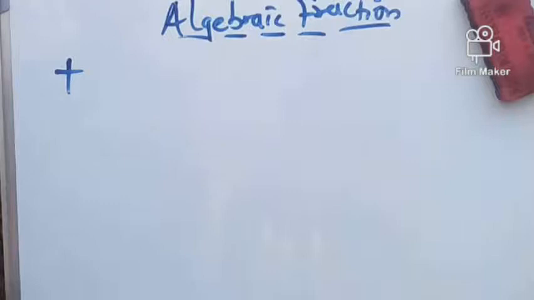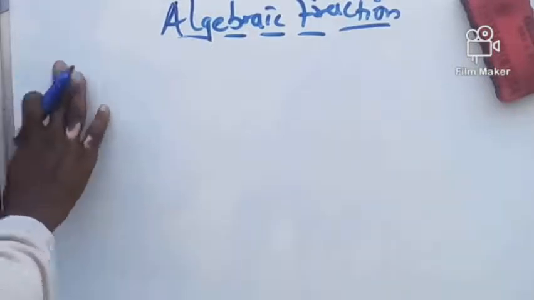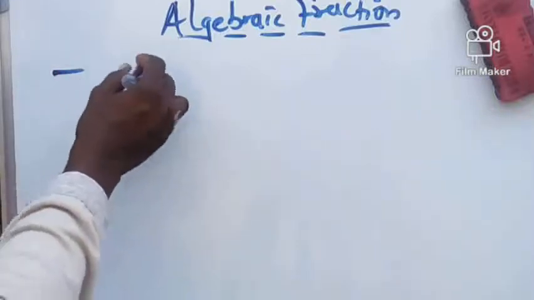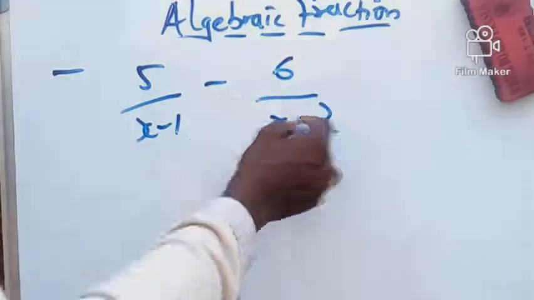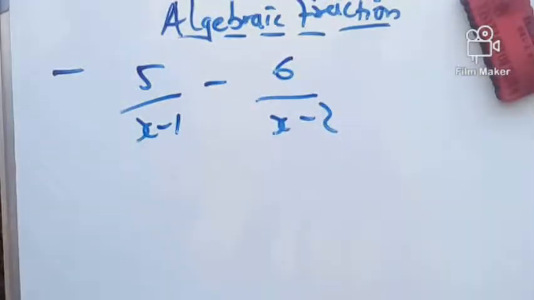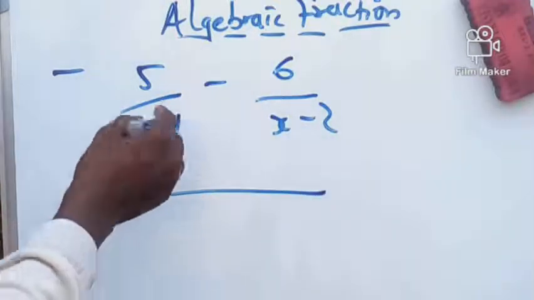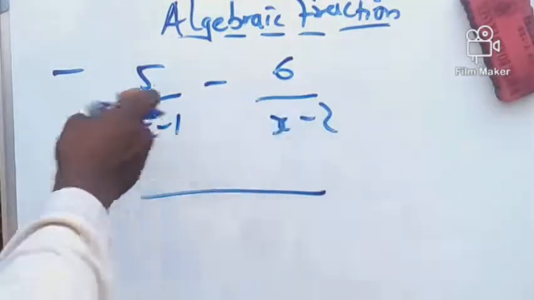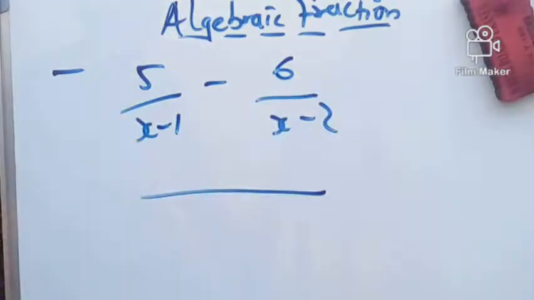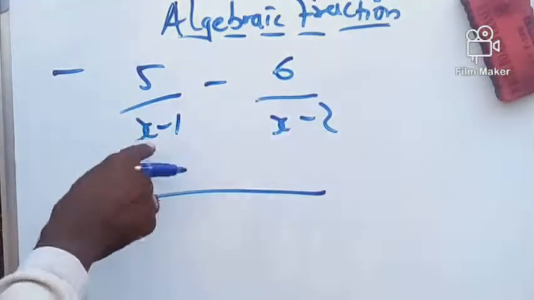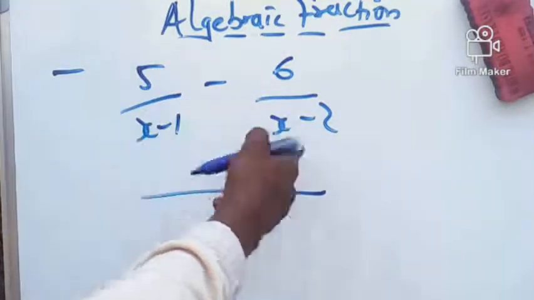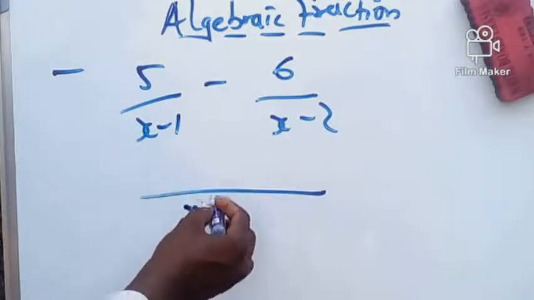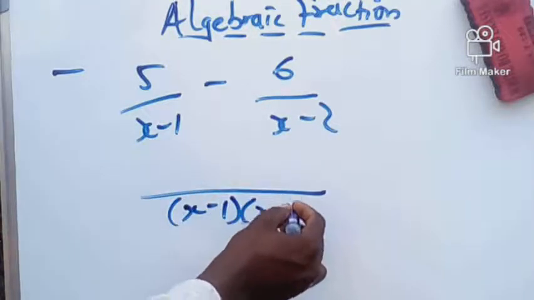Now let's take a look at some problems on subtraction operation. So let's take an example on subtraction operation. Let's say we have 5 over x minus 1 minus 6 over x minus 2. How do you tackle this problem? Step 1, find the LCM. Notice that x minus 1 and x minus 2 are different expressions, so their LCM is simply their product. So you simply multiply these two expressions. These are binomial fractions. So the LCM is going to be x minus 1 multiplied by x minus 2.